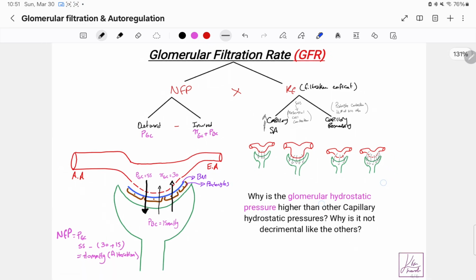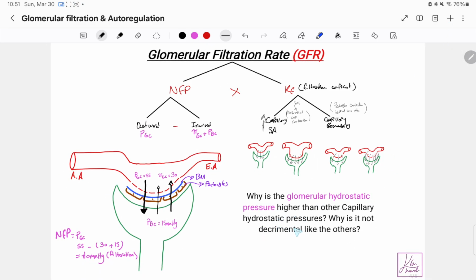So that's that. Now, to answer another question, why is the glomerular hydrostatic pressure higher than other capillary hydrostatic pressures? Remember, other capillary hydrostatic pressures were starting at 37. But why is it that the glomerular hydrostatic pressure is starting at 55? Also, why is it not decremental like the others? Because remember, the others, at one end of the capillary was 37, the other end, it came down to 17. This guy is 55 all throughout. Why? I'll tell you why.